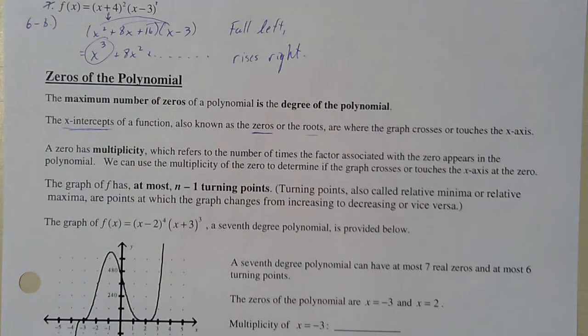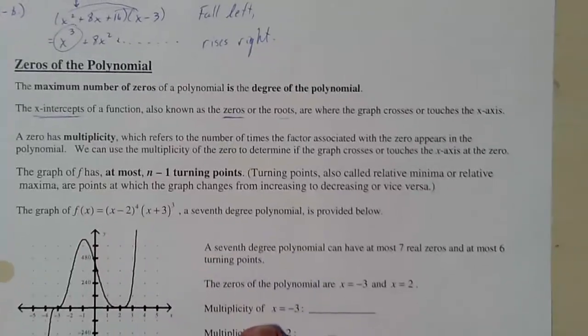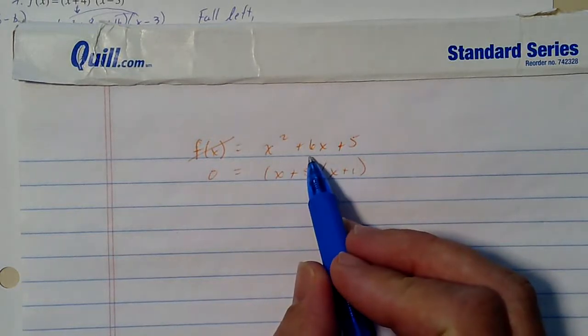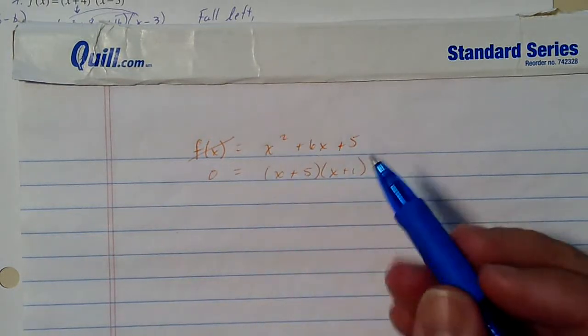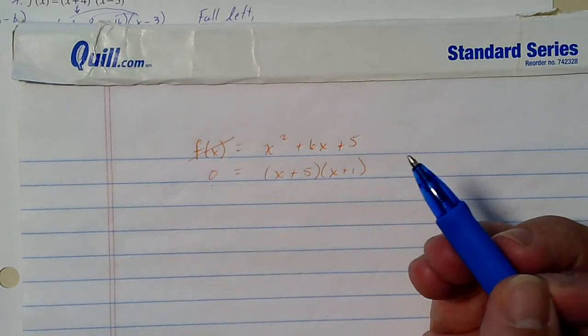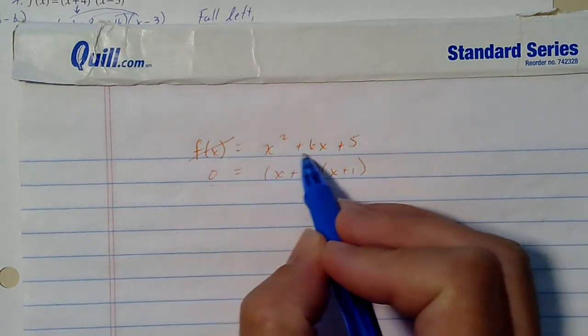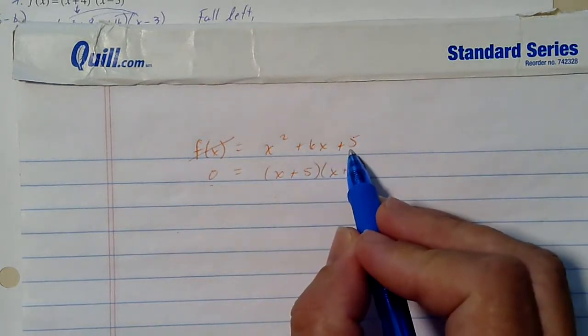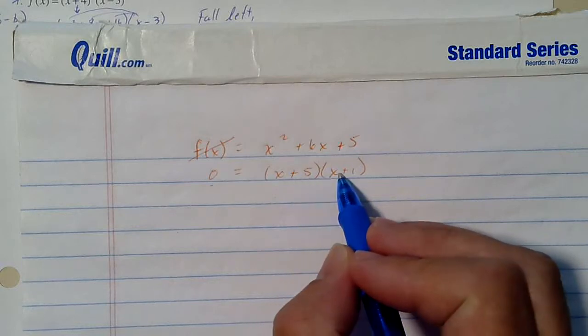Zeros also have multiplicity. Let me go back to a real basic function we've been dealing with to talk about multiplicity. If we had this quadratic and we were asked to find the solutions, or we're going to call those zeros now, we replace y with 0, and that's why they call it zeros. It's any number that when plugged in gives me 0. All right, so this one is factorable. So I could factor it to x plus 5 and x plus 1.